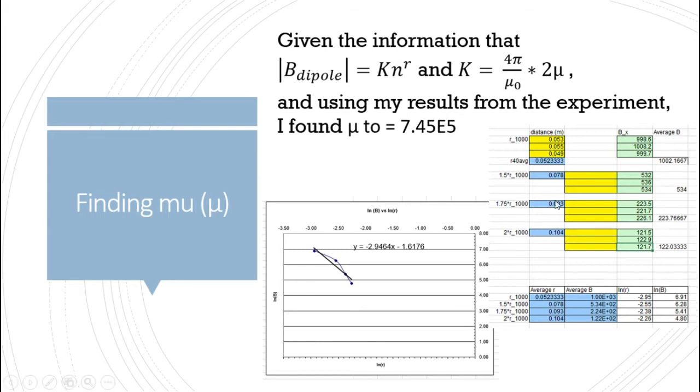Over here you can see my recording of all my distances and the average magnetic field at those distances, and then it computed using ln of B versus ln of R to find our K value. We found that the slope here is our n value, and we know that our theoretical n value should be very close to -3, so this is almost correct. And then our y-intercept here is ln of K.